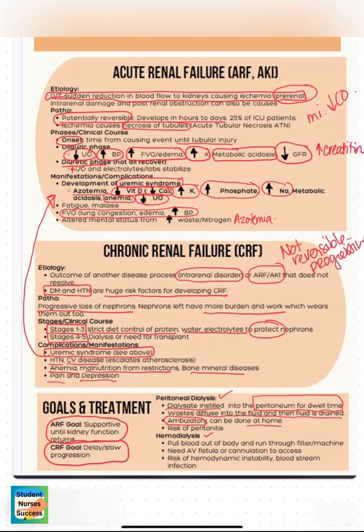Hemodialysis is when blood is pulled out of the body and run through an actual machine or filter. This cannot be done at home as easily. What we see with this is the need for an AV fistula or some type of cannulation access to the bloodstream. With hemodialysis, there's more risk of hemodynamic instability because you're pulling blood out of the body, and we also have an increased risk of bloodstream infection.